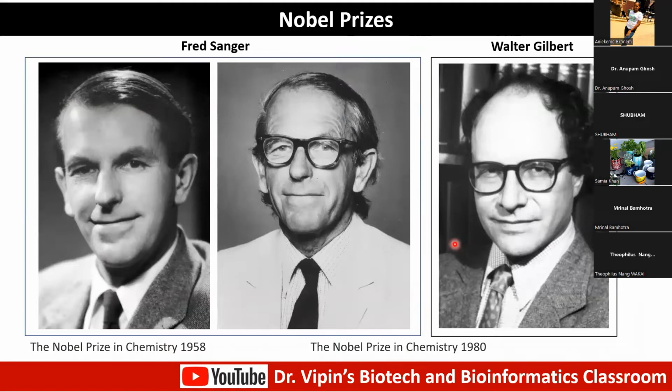But sequencing began with Fred Sanger, right? And Fred Sanger got the Nobel Prize twice. One was for identifying the insulin sequence, and the second was for developing a technique for DNA sequencing. So Sanger sequencing, as you popularly know. And the other person here is Walter Gilbert, who also developed a method of sequencing the DNA, which was not so successful because it could not be automated.